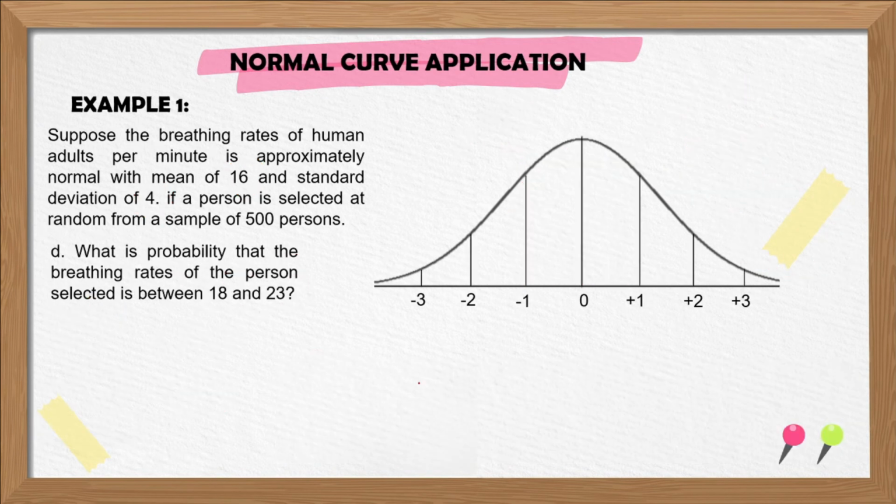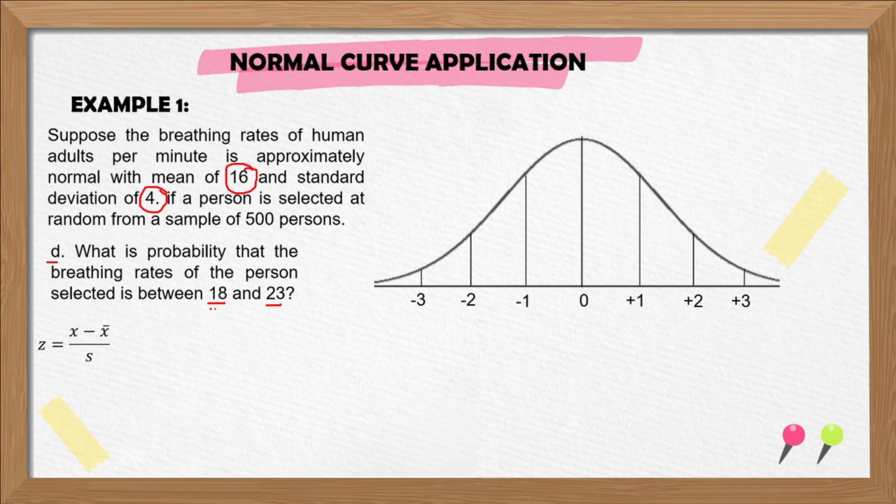Okay, let us proceed to question letter D. What is the probability that the breathing rate of the person selected is between 18 and 23? This is a parallel question to question letter C. We have the same value for mean, which is 16, and the same value for standard deviation, which is 4. So let us substitute 18 and 23 into the formula.